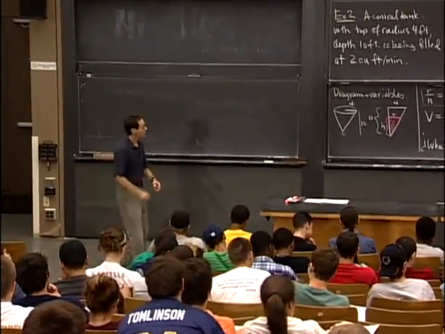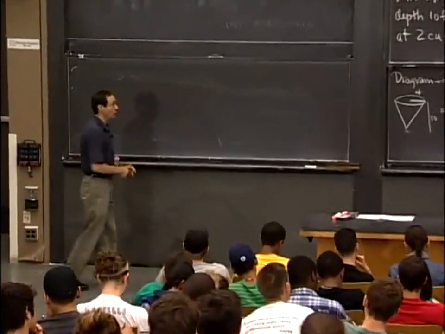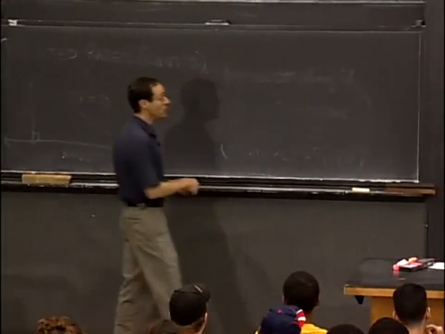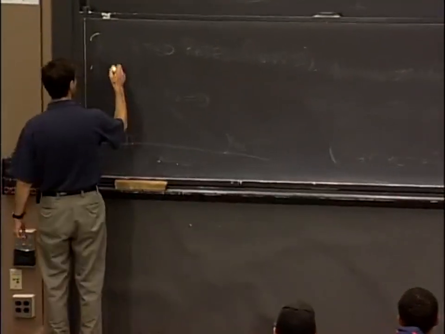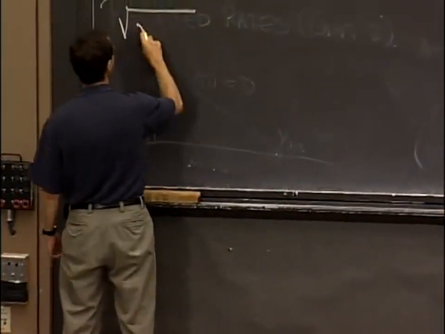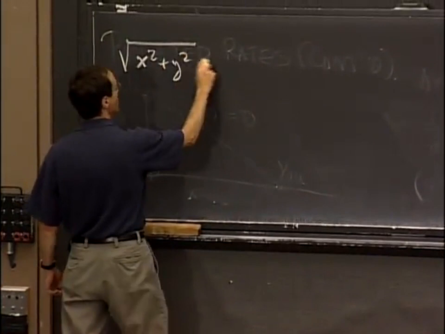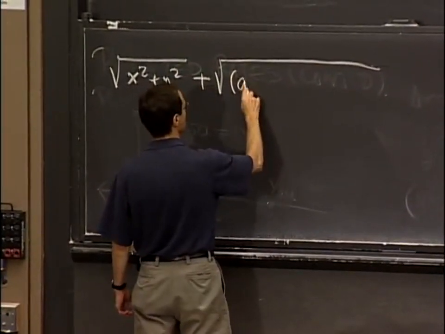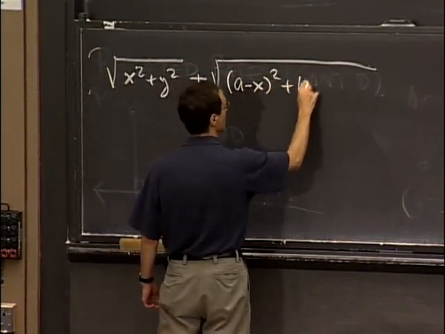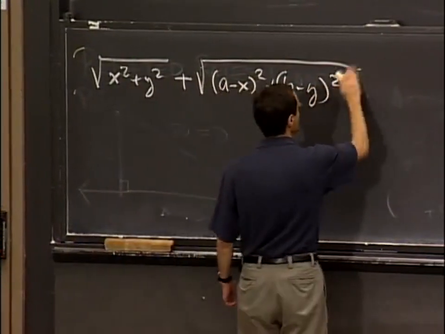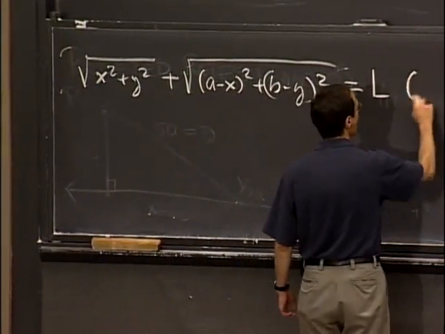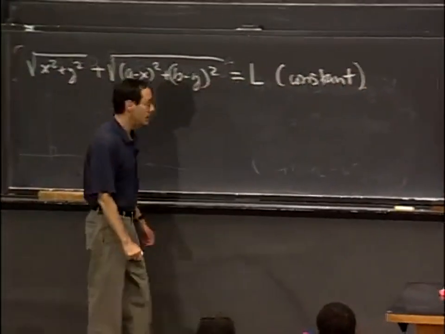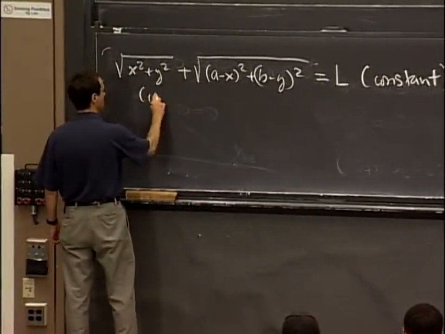Okay, so here's what I'd like to do. I claim that what's constrained, if I'm along that curve, is that the total length is constant. So that's this statement here. The square root of x squared plus y squared plus this other square root, these are the two lengths of string, is equal to some number L, which is constant. And this, as I said, is what I'm calling my constraint.